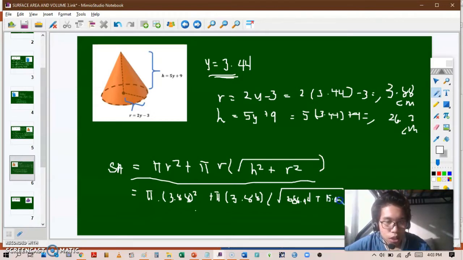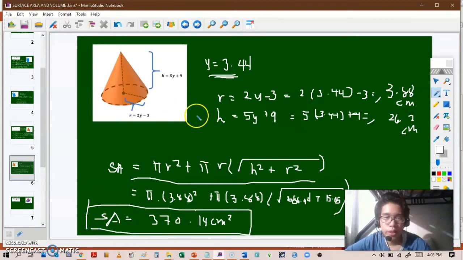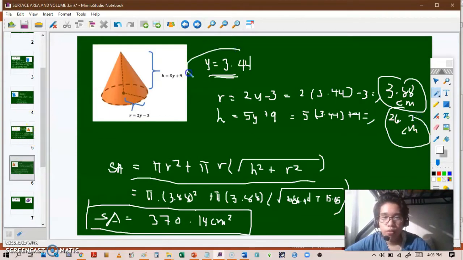Plus 15.05. And from here we can compute that the value of the surface area of the cone is 370.14 centimeters squared. Okay, so this is the entire surface area of the cone for our problem here. And we also solved for the radius, the height, and the value of y.